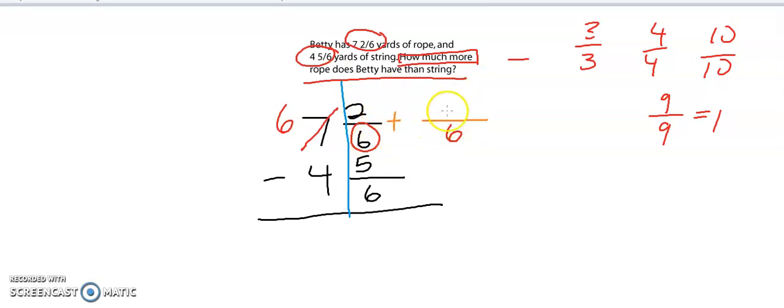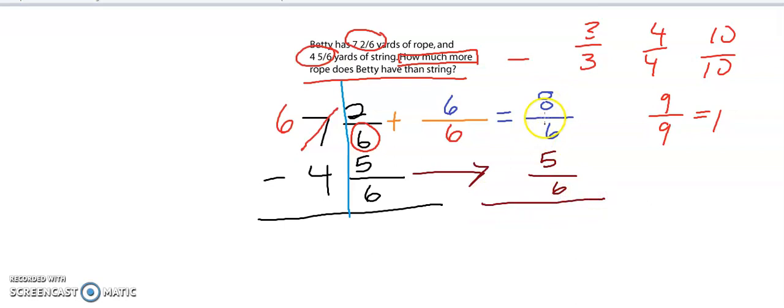So this is 6. If I'm making a whole here, what should be my digit there? If you said 6, you are correct. So now 2/6 plus 6/6, and so I'll flip it across. 2 plus 6 gives me 8/6. And now I can do my subtraction because I have a number up here that's greater. 8 is greater than 5. So all I do is move my 5/6 over.